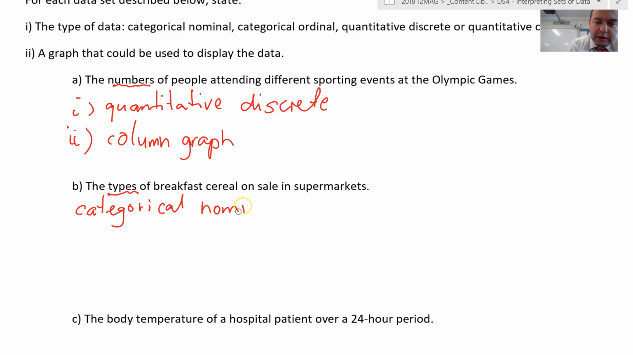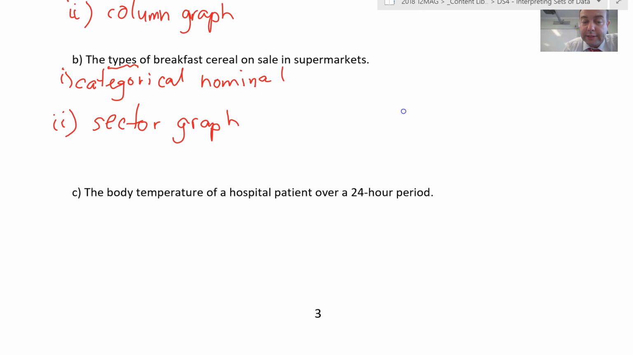Because if I say, what type of cereal do you have on sale? I get a name, nominal. And what would be best to display that? It sort of depends on the context, but I think a sector graph would be good there, right? Because that's going to show relative sizes of those types. Sector graph, I quite like for that. Although, you might need to justify that. Depends on the context, as I say.